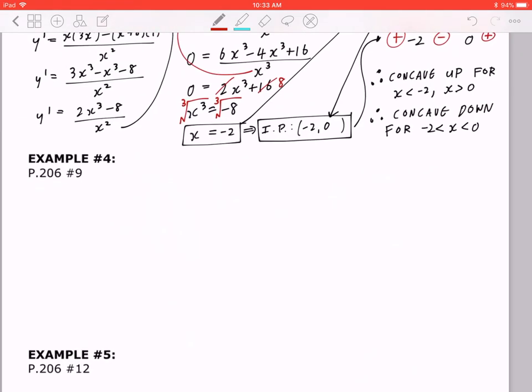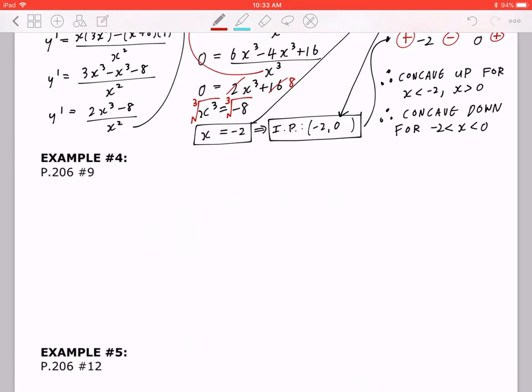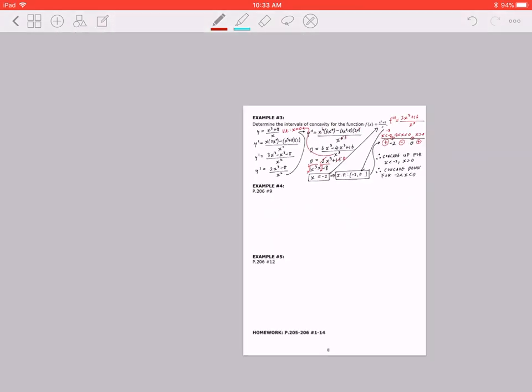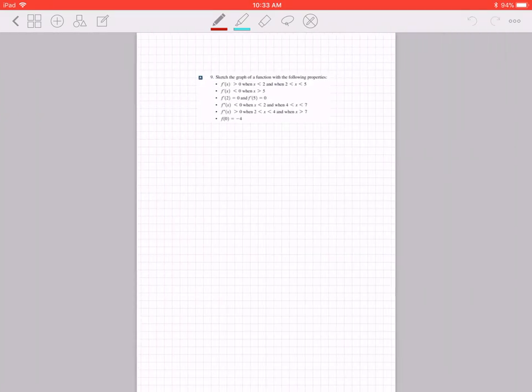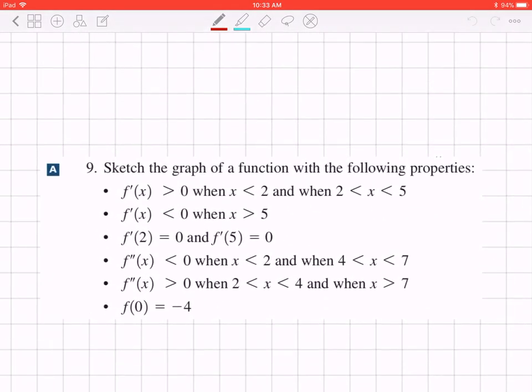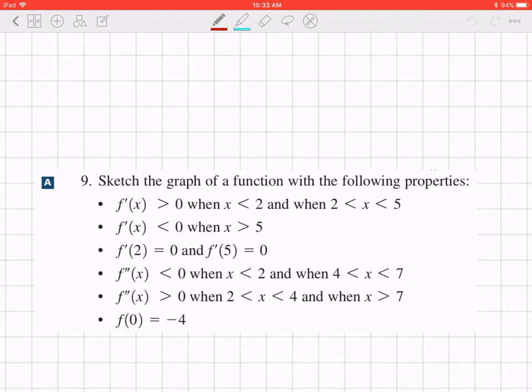Example number 4. This is question number 9 on page 206. So, let's take a look. Sketch the graph of a function with the following properties. F prime is positive when x is less than 2 and when x is in between 2 and 5. F prime is less than 0 when x is greater than 5. F prime of 2 equals 0, and f prime of 5 equals 0.